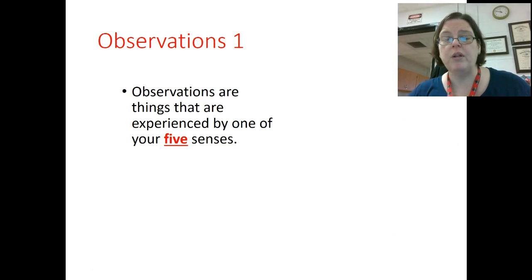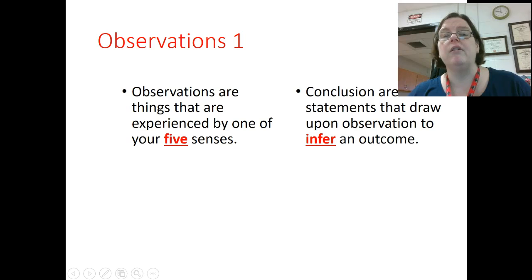But we have to be really, really careful that we don't make conclusions. That means we don't infer outcomes. For example, it looks like it is going to rain. Just because we see a rain cloud or what looks like a rain cloud doesn't mean that it's going to rain. And because we infer that it's going to rain, we make that a conclusion instead of an observation. If we say it looks like a rain cloud, that's an observation.